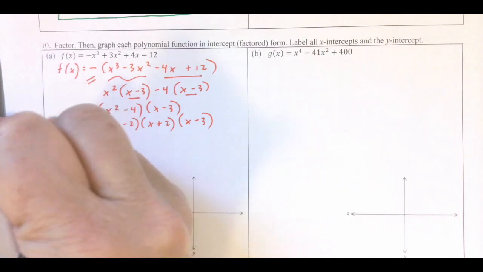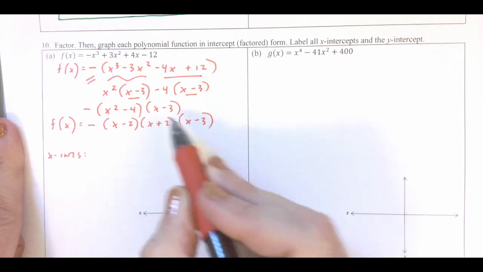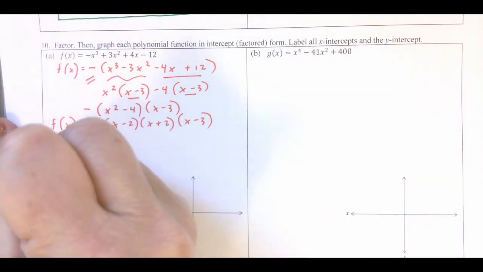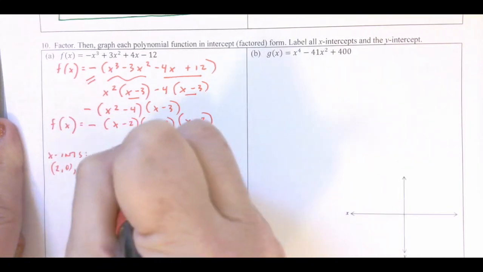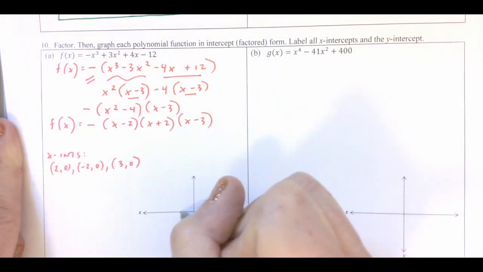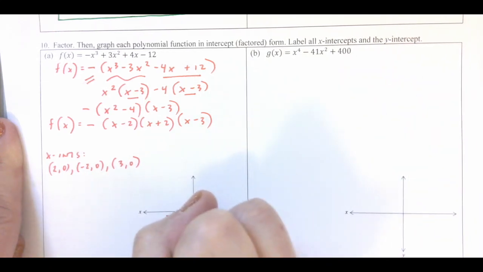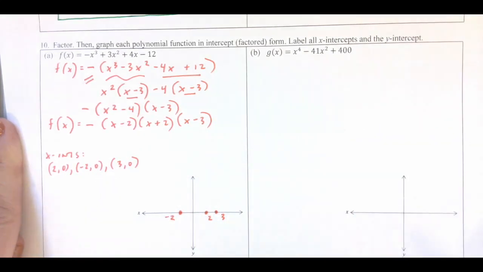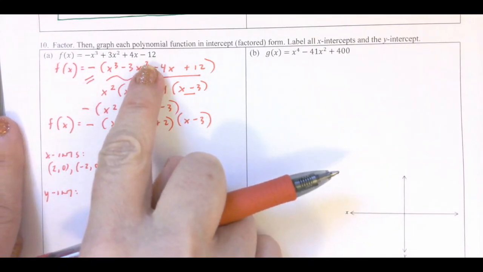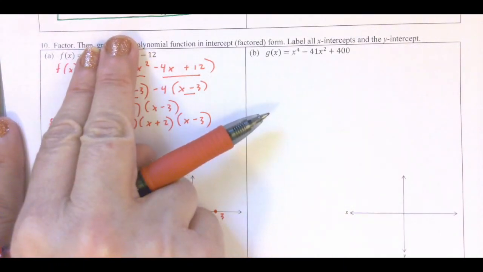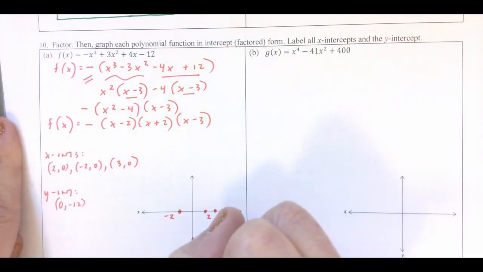So I should be able to see that my x-intercepts are at 2, 0, negative 2, 0, and 3, 0. So about here, here, and here. Okay, in my y-intercept, I can always see from my standard form equation here, because if I plug in a 0 for x, all of that knocks away, and I'm just left with the negative 12. So 0, negative 12. So somewhere down here.